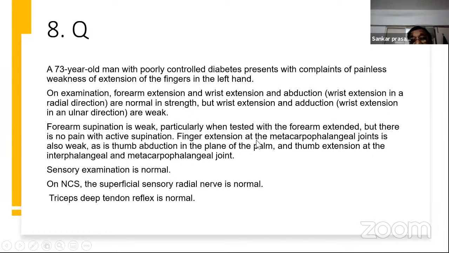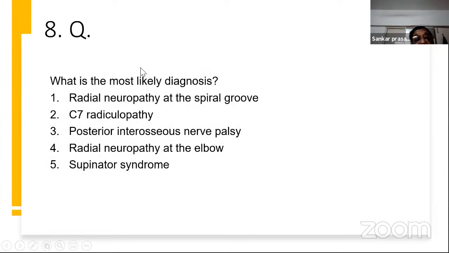Finger extension at the MCP joints is also weak, as is thumb abduction in the plane of the palm, and thumb extension at the interphalangeal and metacarpophalangeal joints. So all the extensors are involved. Sensory examination is normal. On nerve conduction studies, the superficial sensory radial nerve is normal. Triceps deep tendon reflex is normal. And what is the most likely diagnosis?